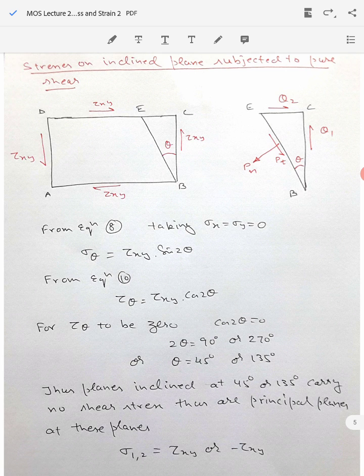Okay, now we can either go by resolving the forces as we did earlier, or we can simply use the expressions of equations 8 and 10 that we obtained in the previous case, where we can substitute sigma x and sigma y as 0. So if you substitute sigma x and sigma y as 0, you will get sigma theta as tau xy sine of 2 theta, and if you use equation 10 and substitute sigma x and sigma y as 0, you will get tau theta is equal to tau xy cos 2 theta.